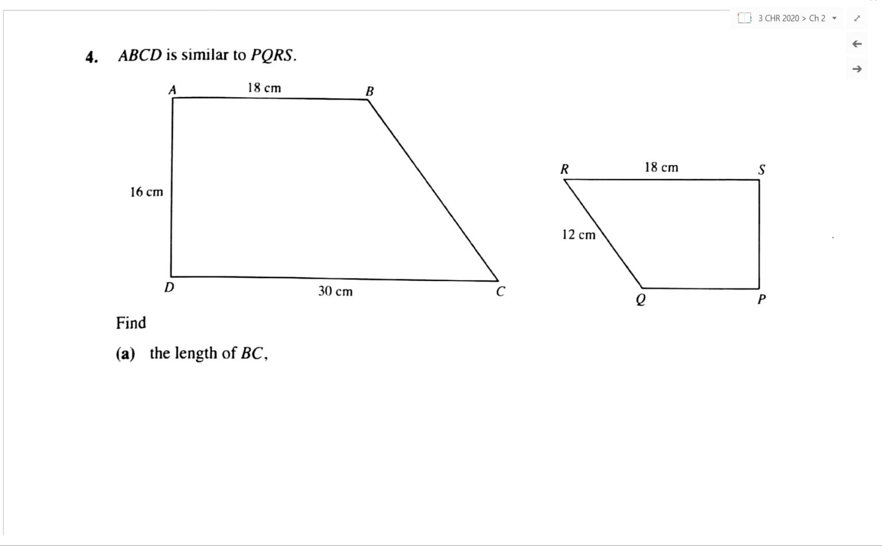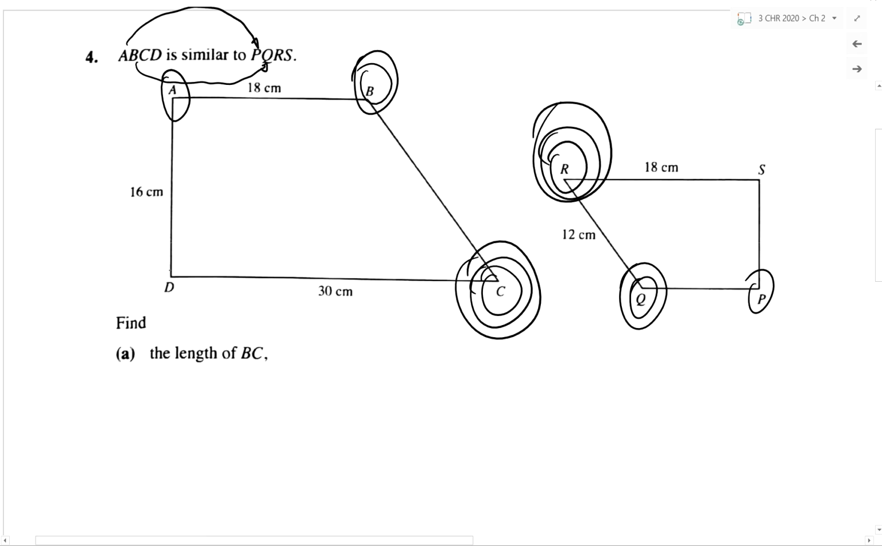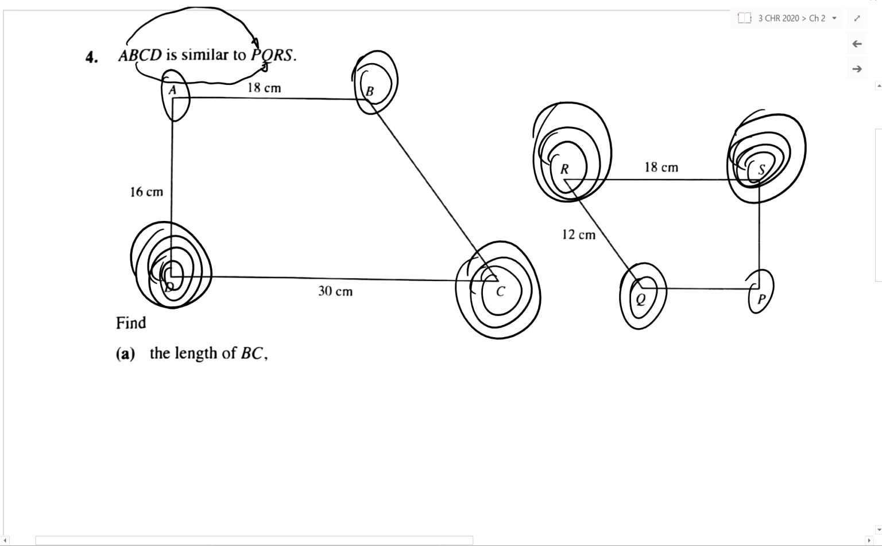This is what goes through the mind. A, B, C, D, similar to P, Q, R, S. A and P are related. B and Q are related. This B and this Q. And you can tell for the rest already. C with R. Then 1, 2, 3, 4. 1, 2, 3, 4. Okay? They are all related. I need to find BC.